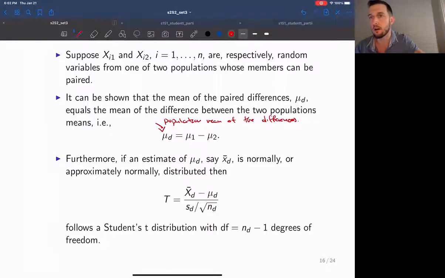Now, once we have our samples collected and we compute our differences, to estimate the population mean difference, we simply take the mean of the differences and the standard deviation of the differences. And then we can build a test statistic based off of those quantities. So again, the paired t-test and the paired confidence interval are really just the one sample t-test and the one sample confidence interval, but applied to a variable that we have to calculate ourselves.